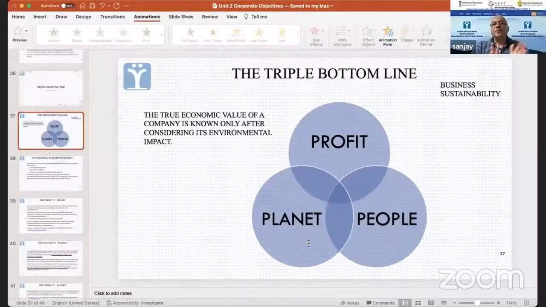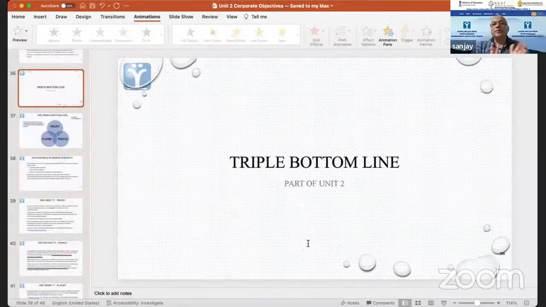Triple bottom line, the background is yesterday's lecture. If you've had a chance to have a look at the recording of yesterday's lecture, basically that was about the corporate objective. What are the different objectives corporates have? And I was developing on that theme, very broadly.